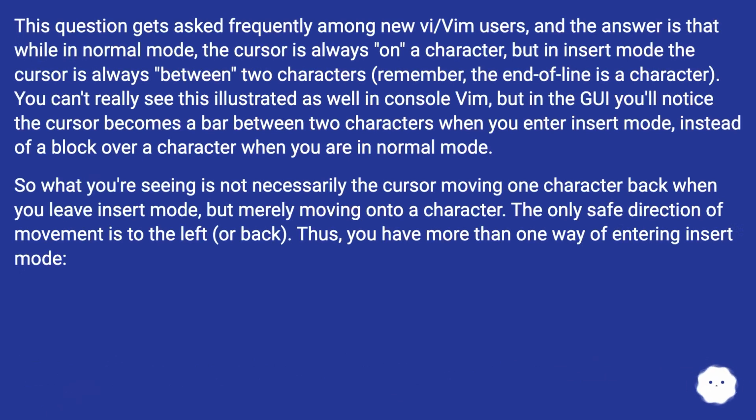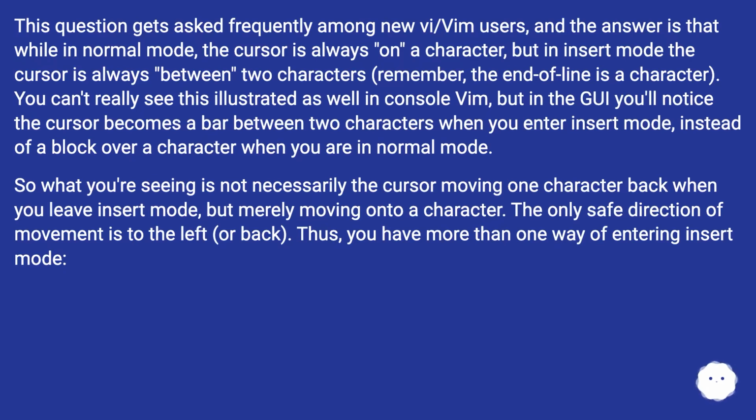This question gets asked frequently among new Vim users, and the answer is that while in normal mode, the cursor is always on a character, but in insert mode the cursor is always between two characters. Remember, the end of line is a character. You can't really see this illustrated as well in console Vim, but in the GUI you'll notice the cursor becomes a bar between two characters when you enter insert mode, instead of a block over a character when you are in normal mode. So what you're seeing is not necessarily the cursor moving one character back when you leave insert mode, but merely moving onto a character.